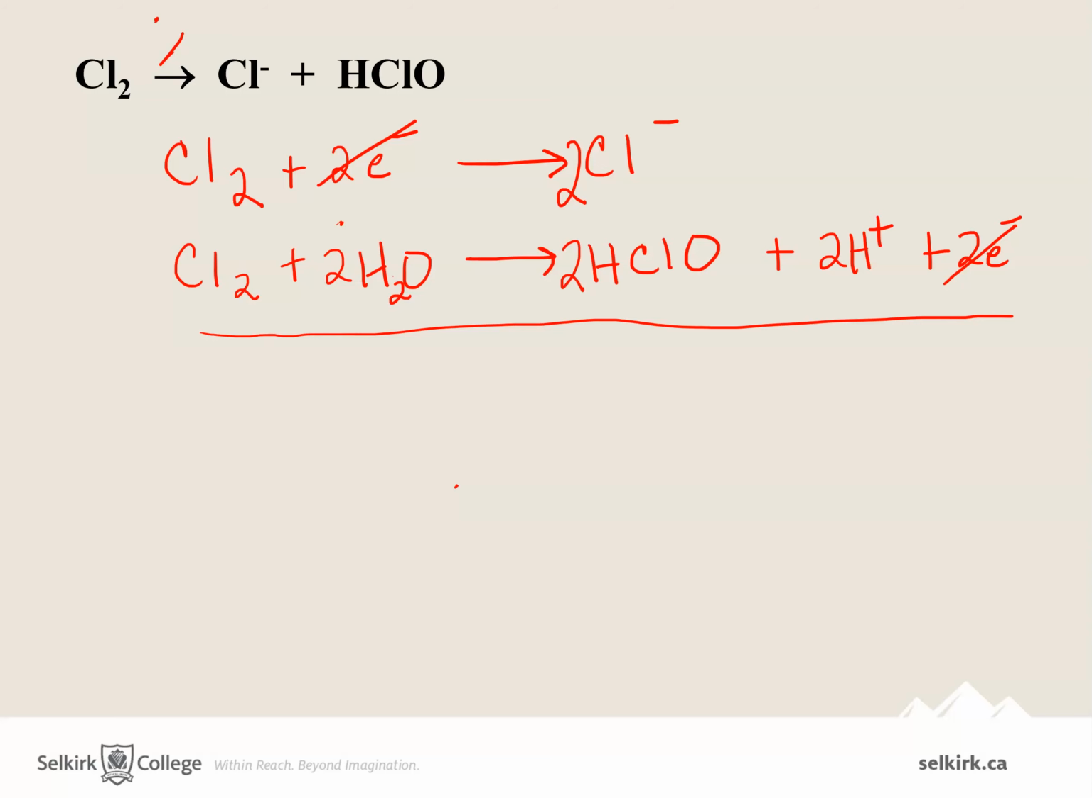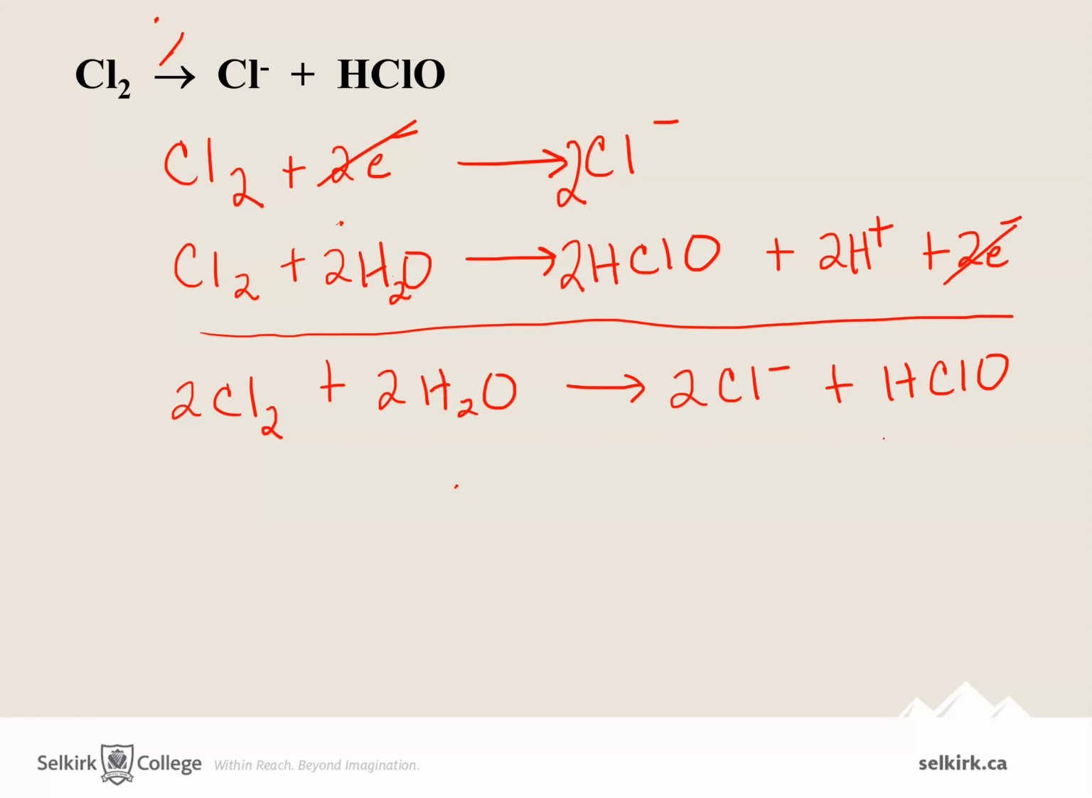Here we go. I've got 2 Cl2 molecules plus 2 water on the left-hand side when I add it up. On the right-hand side, I've got 2 chloride plus 2 HClO plus 2 H+. And the most important step, check and see if it's balanced. There's no reason to be insecure that you've made a mistake. You can know. Check for balance.